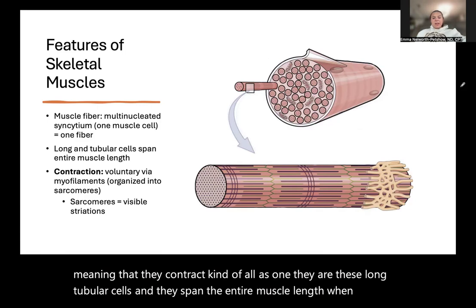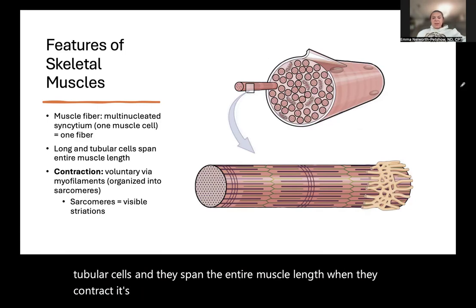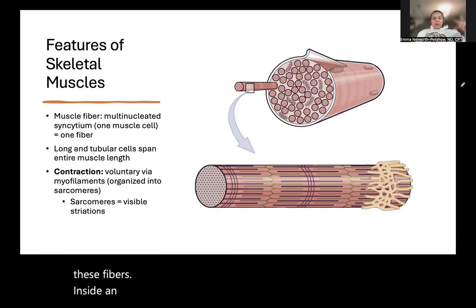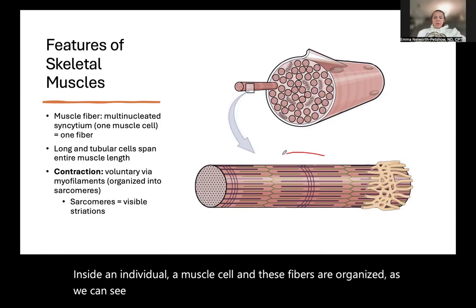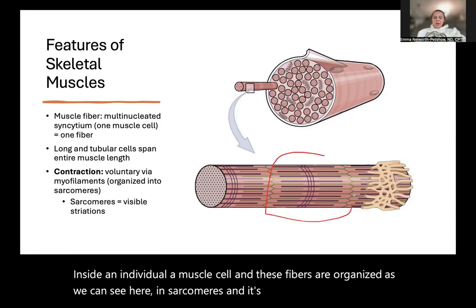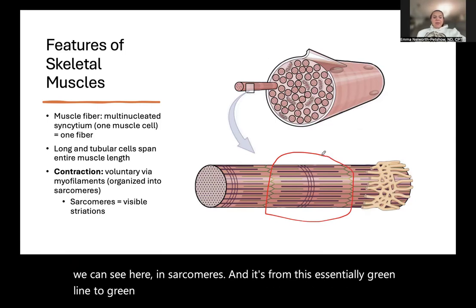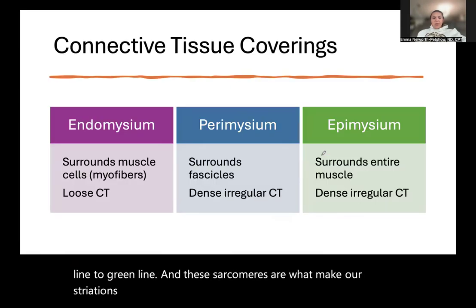When they contract, it's voluntary and it's via these myofilaments, which are these fibers inside an individual muscle cell. And these fibers are organized, as we can see here, in sarcomeres. And it's from this essentially green line to green line. And these sarcomeres are what make our striations on muscle.